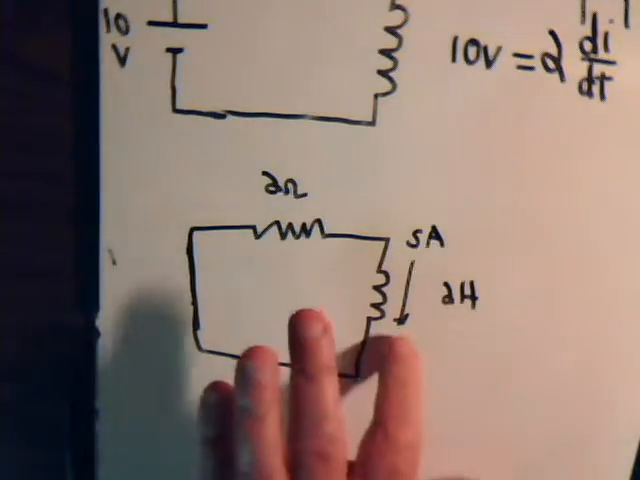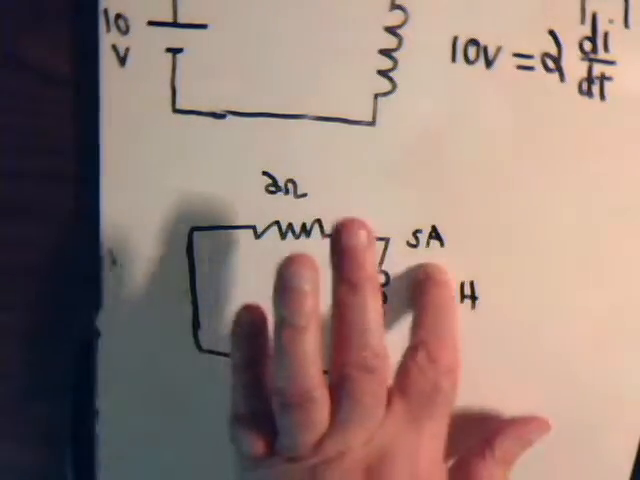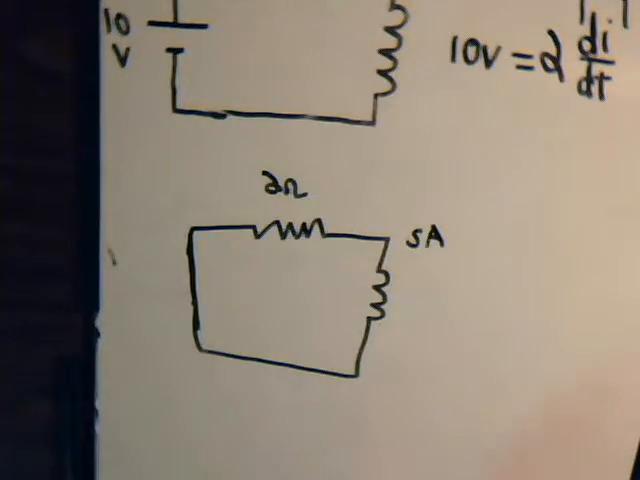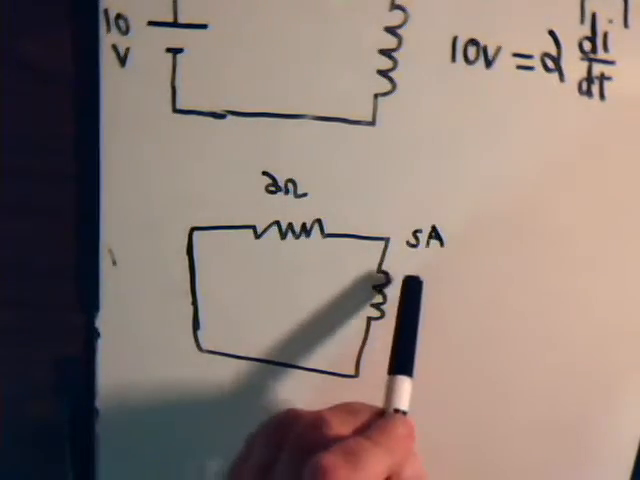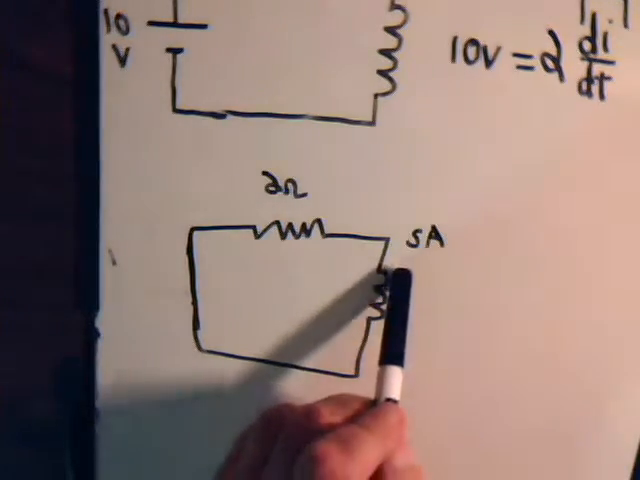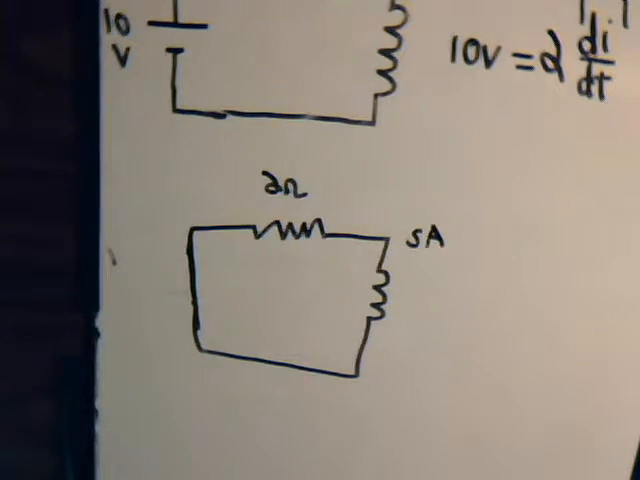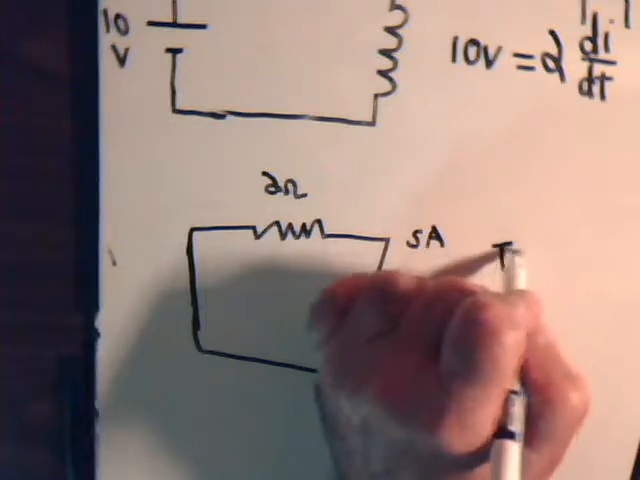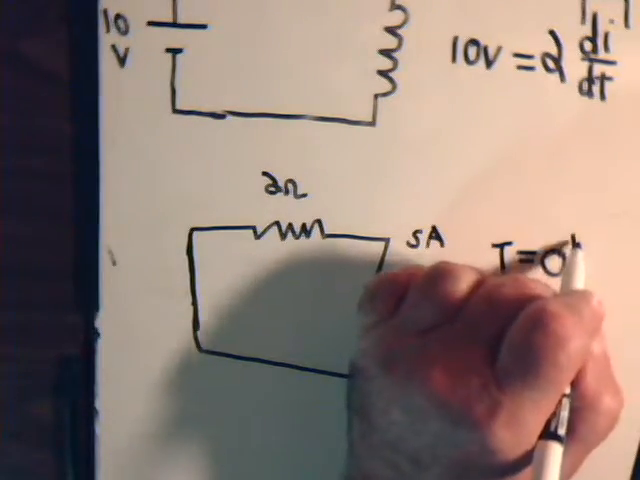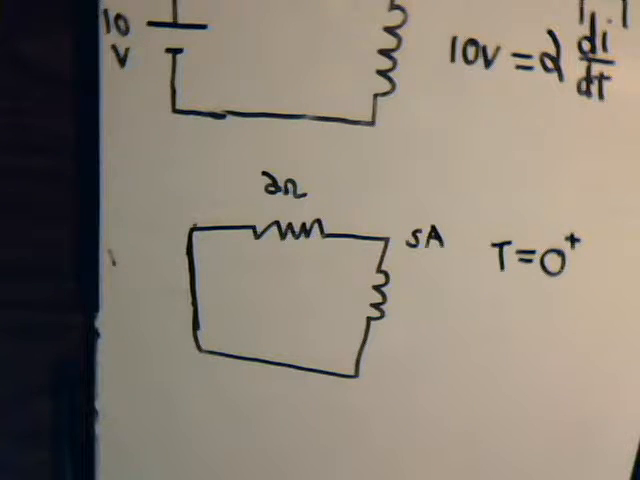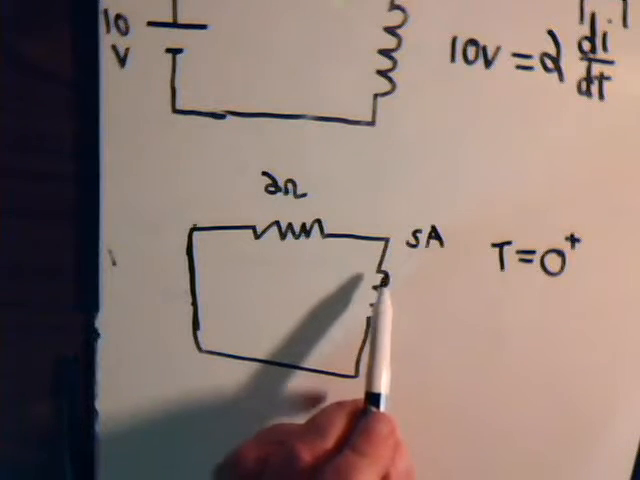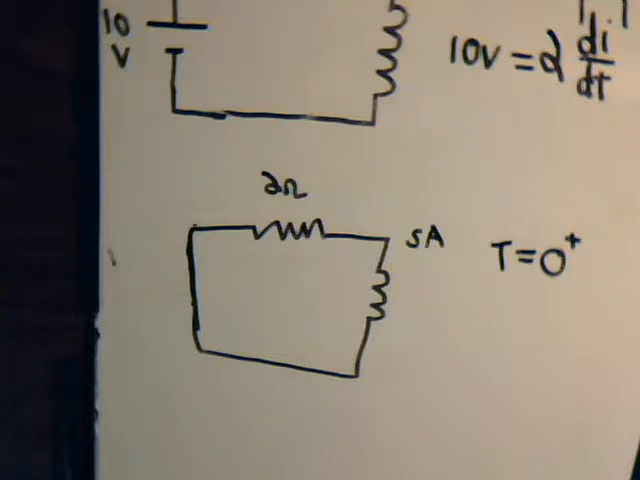At that moment in time, there is 0 current going through here, but there is 5 amps of current going through the coil, just at time t equal 0 plus. We had a battery here, we threw a switch, now there's no more current source here. At that precise moment in time, there's still 5 amps of current in the coil.